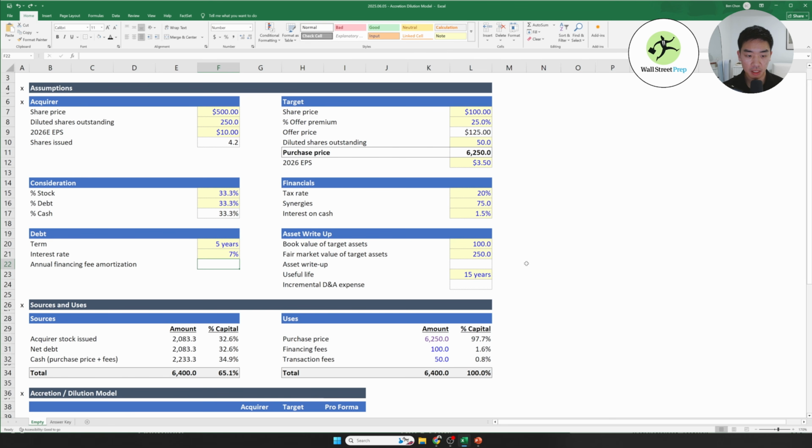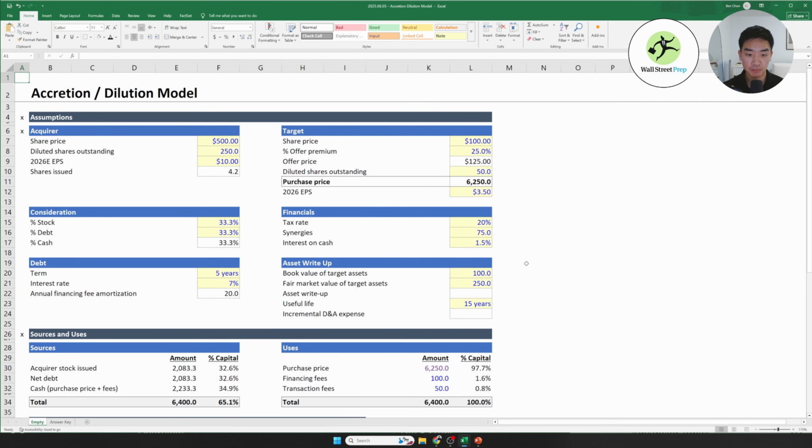And then in terms of annual financing fee amortization. So this basically, when you have financing fees, you're not always going to take it as a one-hit cost right away. You'll actually amortize that cost. So what we want to do here is just get our financing fee of 100 and divide it by 5. So it's very similar, same thing to depreciation essentially. So now we pretty much have our transaction assumptions.